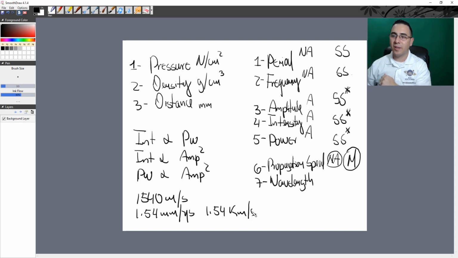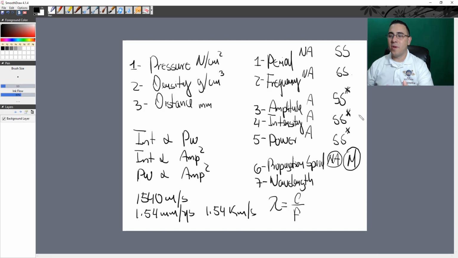Moving forward, we have the wavelength, which is the distance from one peak of one cycle to the next peak of the next cycle. If you remember, wavelength is inversely related to frequency. So wavelength equals propagation speed over frequency. As the frequency goes up, wavelength goes down. We use units of millimeters.